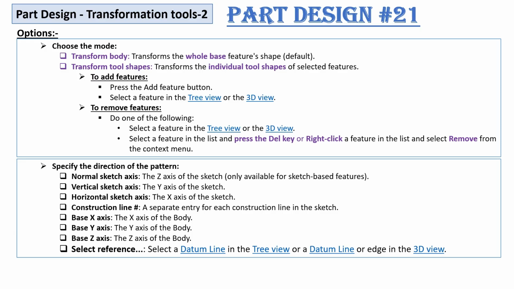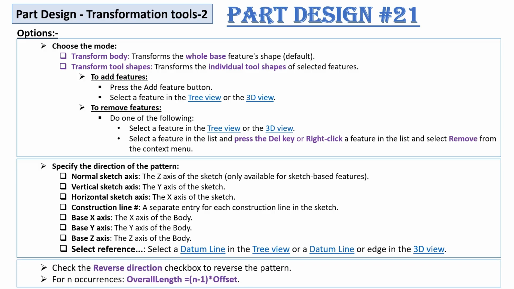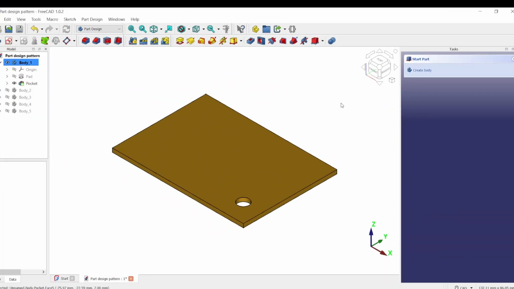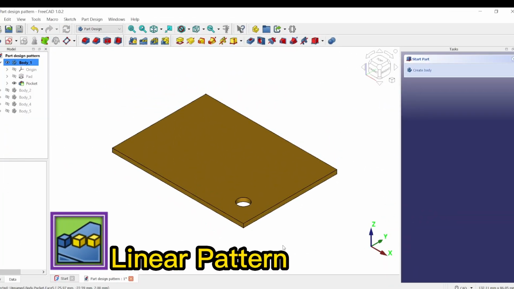To specify the direction of the pattern, use the following axes or the reference line. In the following examples, I will show you the application of the transformation tools by using available options. The first example is about linear pattern.